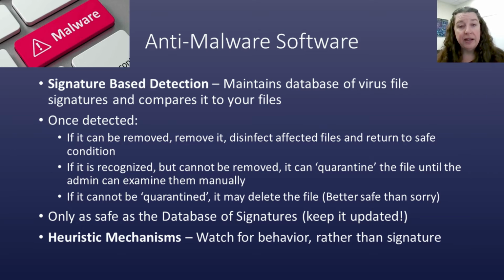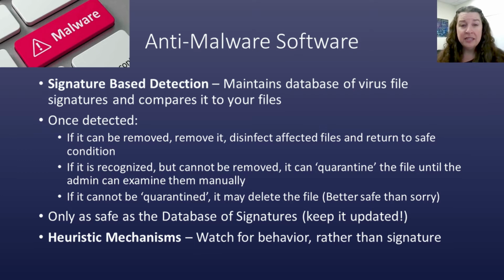When you download a file, your file's signature is compared to the signatures in the database to find out if the file you just downloaded is a form of known malware. We call this signature-based detection. Once it has been detected, the anti-malware software can do a couple of different things. If it has the ability to remove it, it can remove it, disinfect any infected files, and return your entire system to a safe condition.